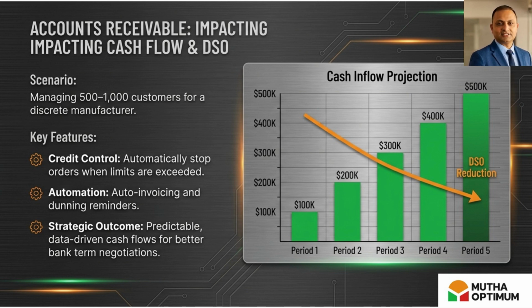Example: imagine a discrete manufacturer or distributor with 500 to 1000 customers. With LN, you can set up credit limit rules per customer, stop orders automatically when credit is exceeded, push late payment reports to the sales team, and see real-time cash inflow projections. Financial controllers can run daily cash position dashboards, adjust payment schedules proactively, and negotiate better terms with your bank because you have predictable data-driven cash flows.